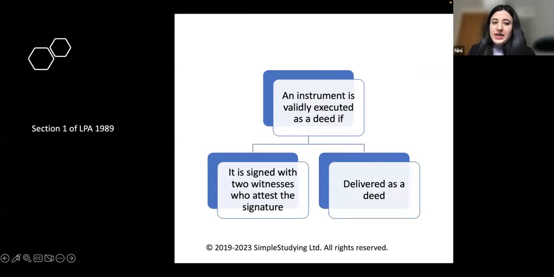Section 1 of the LPA 1989 states that an instrument is validly executed as a deed if it is signed with 2 witnesses who attest the signature and delivered as a deed. So witnesses are necessary under LPA 1989 for the formality requirement to be satisfied.